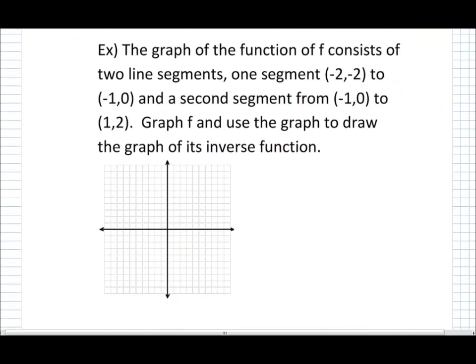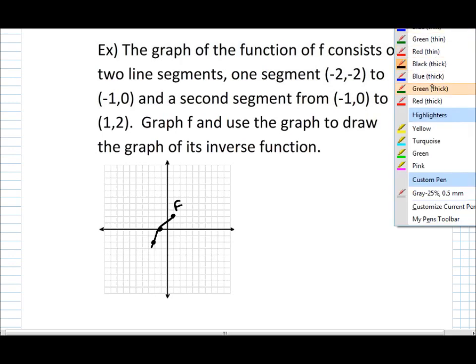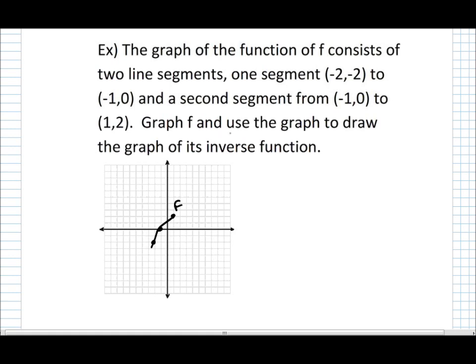So if you have this question here, it says you have a segment that goes from -2, -2 to -1, 0, from -1, 0 to 1, 2. So here's f. And it says graph f and use the graph to draw the inverse.